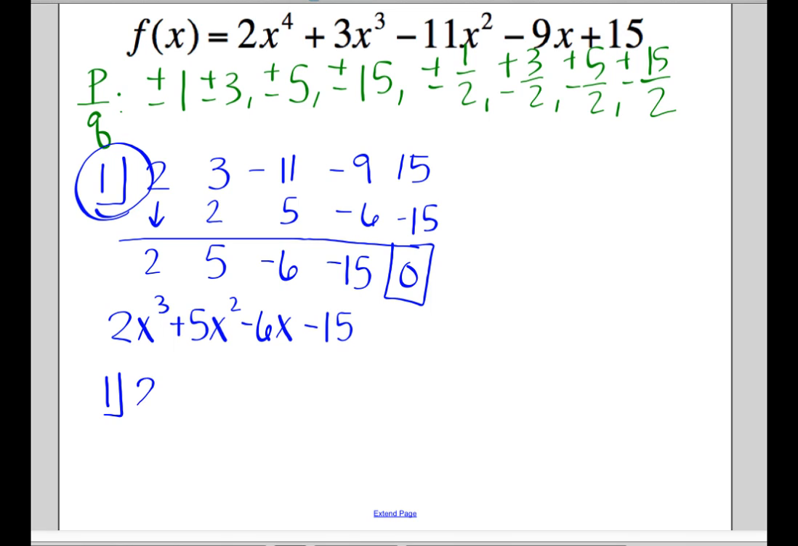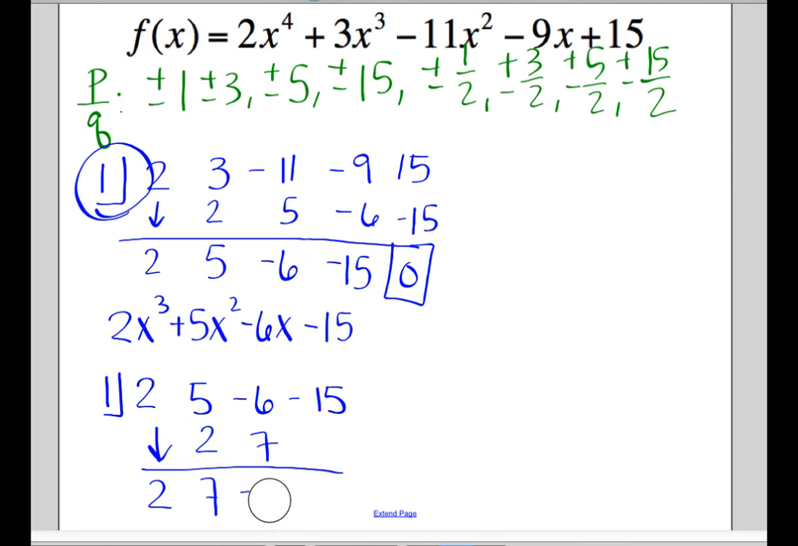I'm going to go through some positives because I know that there are 2 positive roots here. We decided that in Descartes there were 2 or 0. Since one of them came up positive, that means there's going to be another positive that should work. Now, when I drop down the 2, I get 2. Keep going. And it looks like positive 1 didn't work. It's not what we call a double root.